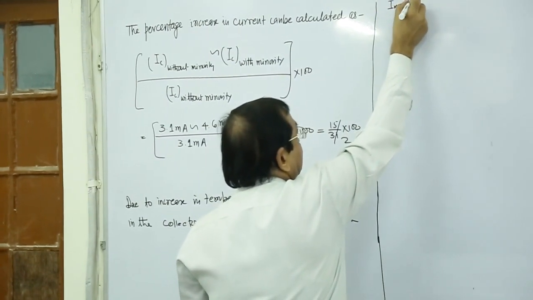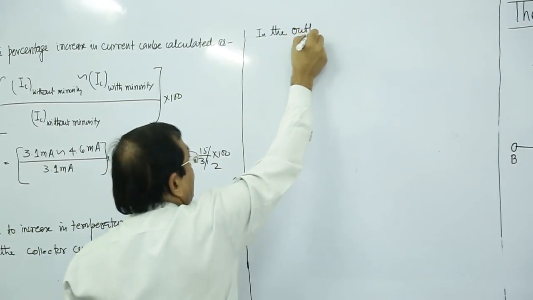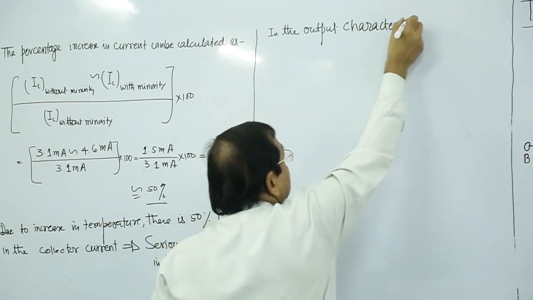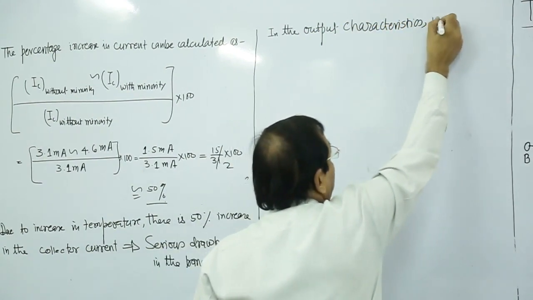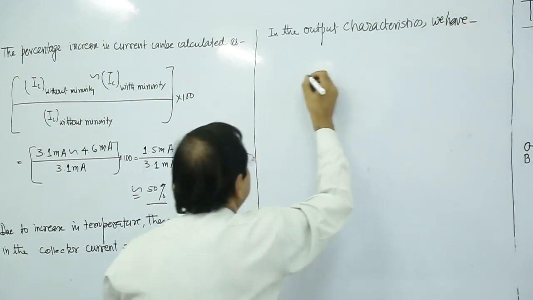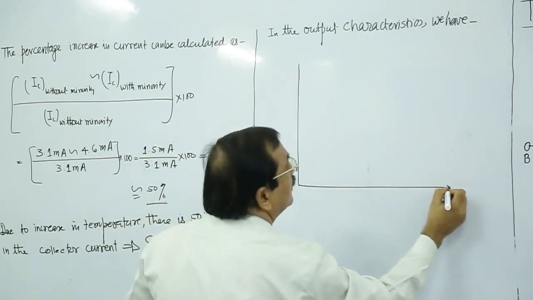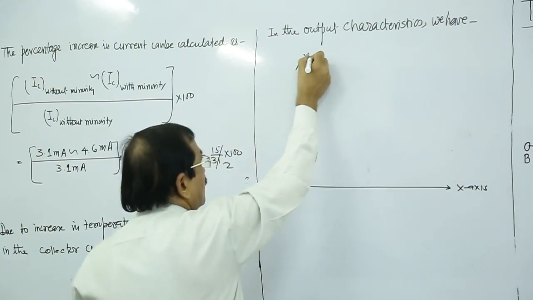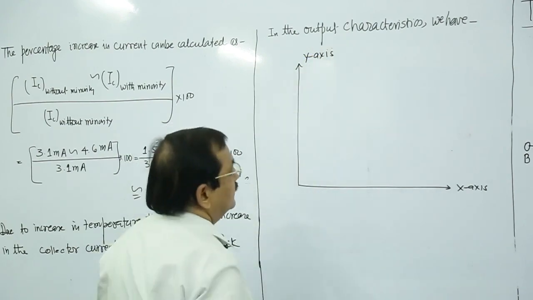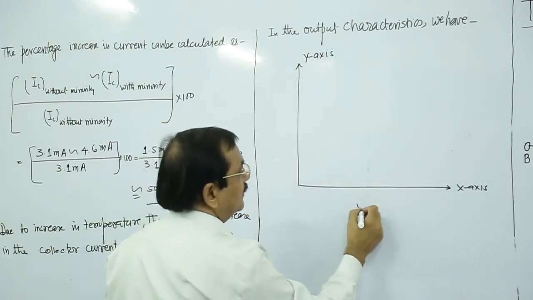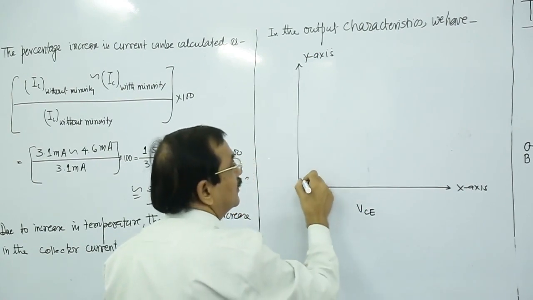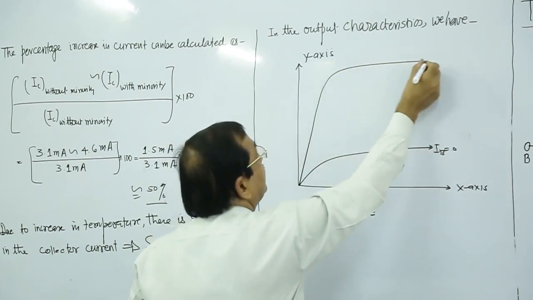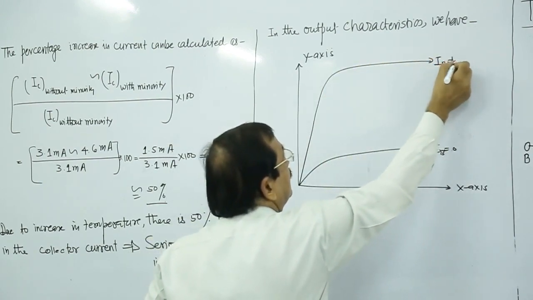In the output characteristic, we have the x-axis here and the y-axis here, and this is VCE. This is IB equal to 0, and here it is IB not equal to 0.